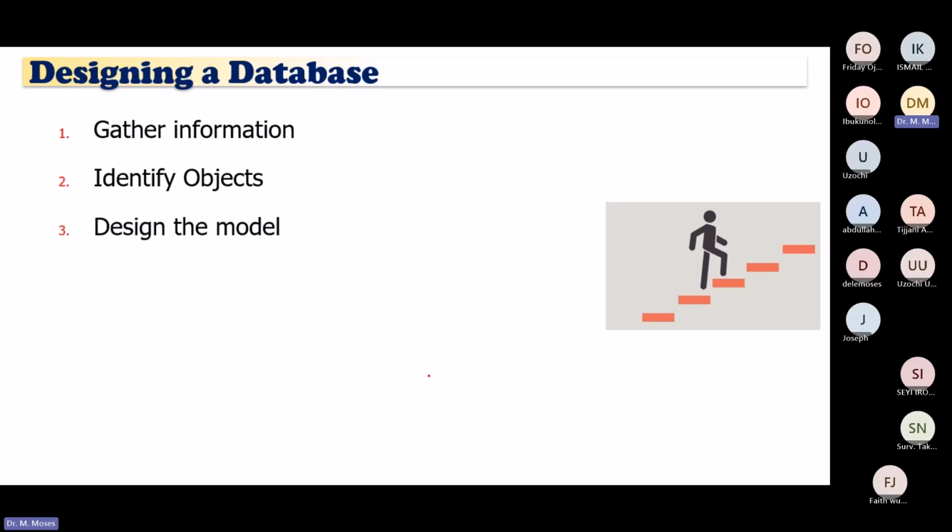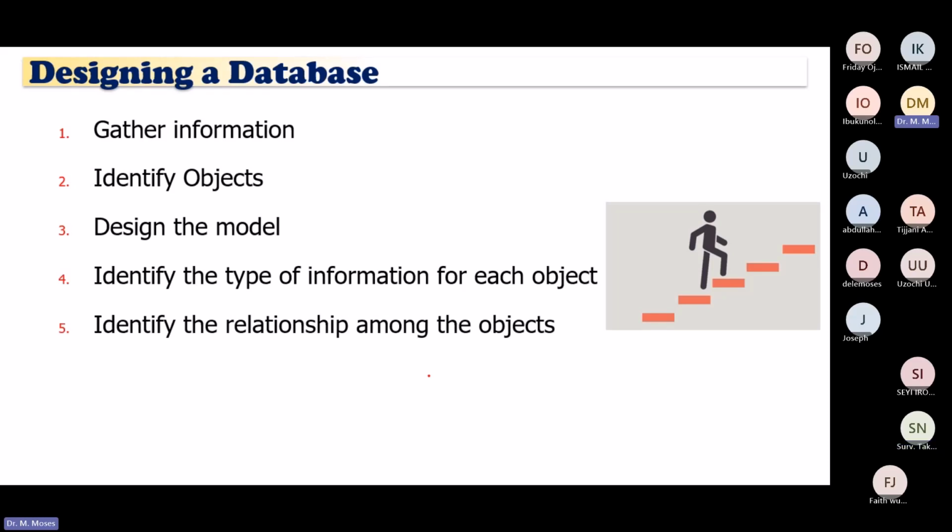Next, you move to designing the database itself. You identify the type of information for each object. You identify the relationship among the objects. You manage the database using a database management system. Like in our case, we intend to use PostgreSQL. So the first step is gathering information.